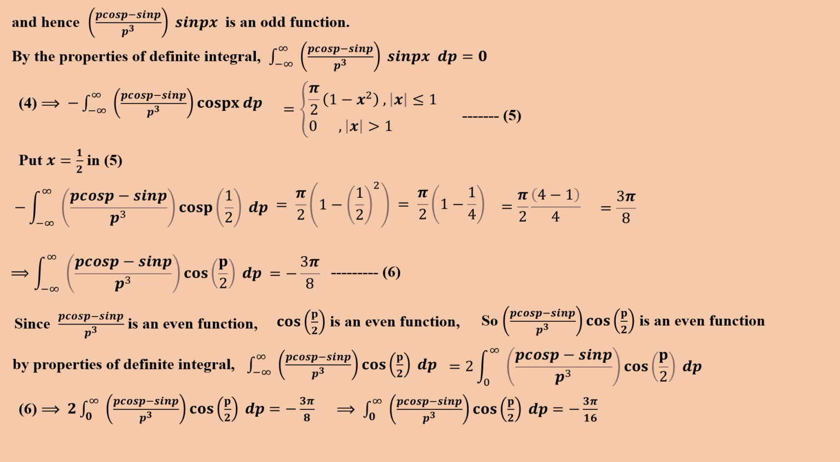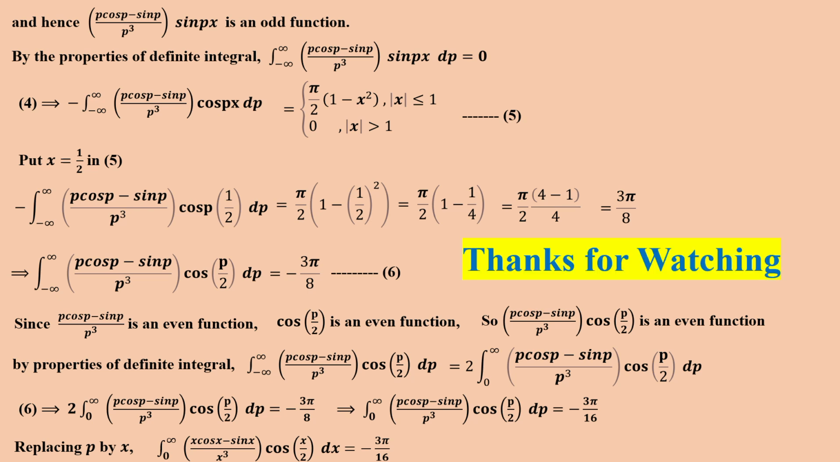So the integral from 0 to infinity of (p cos p minus sin p) by p cube cos(p by 2) dp is equal to, taking the 2 to the right hand side, it will go to the denominator, minus 3 pi by 16. Replacing p by x, the integral from 0 to infinity of (x cos x minus sin x) by x cube cos(x by 2) dx is equal to minus 3 pi by 16, which is the required deduction. Thanks.